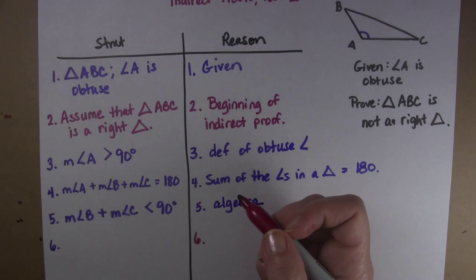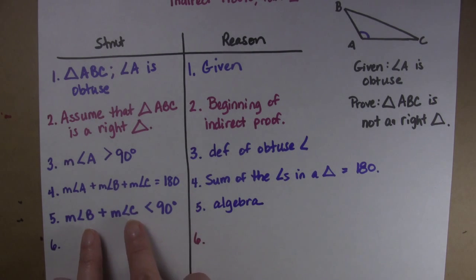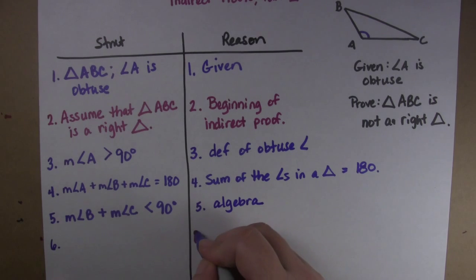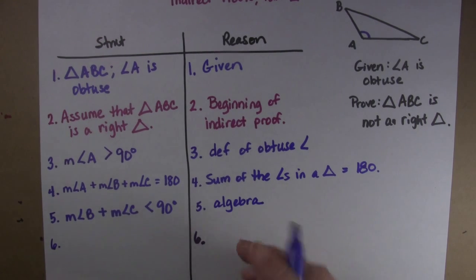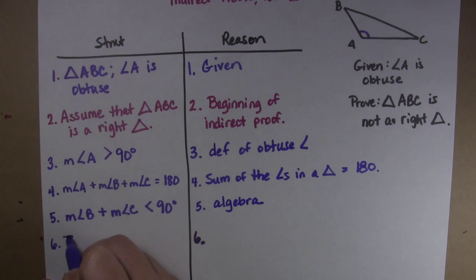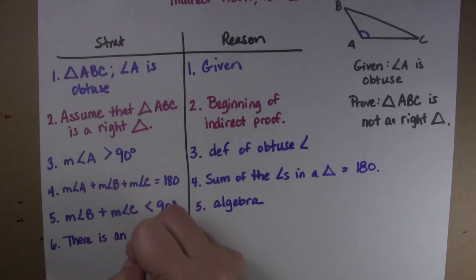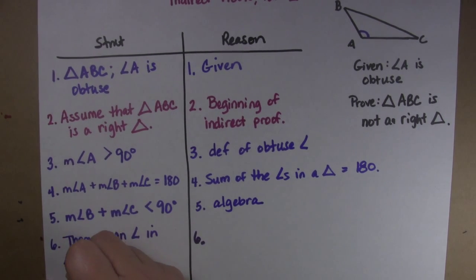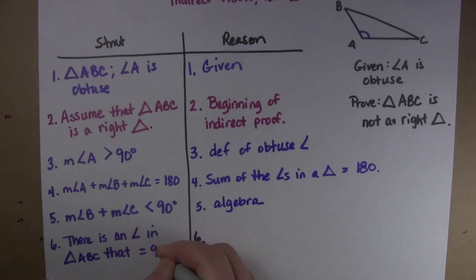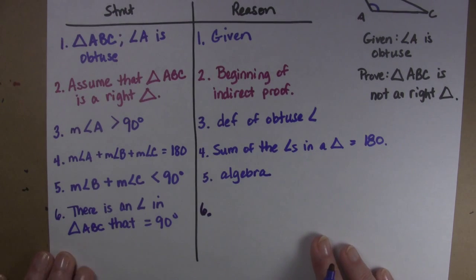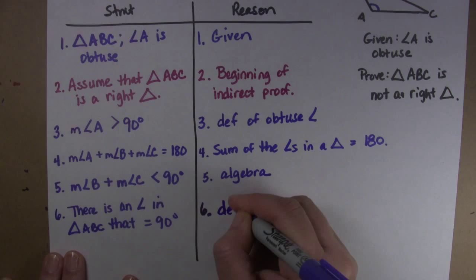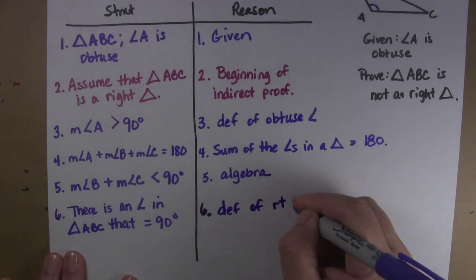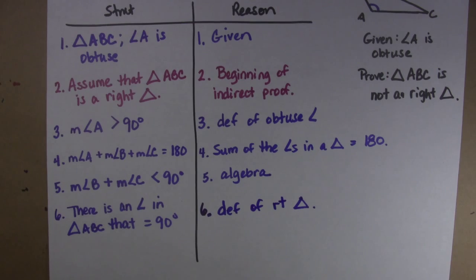Because I cannot say that the, wait, I'll make one more. I'll say that there is an angle in triangle ABC that equals 90 degrees. There is an angle in ABC that equals 90 degrees. And that is the definition of a right triangle, right? Now I have my contradiction.